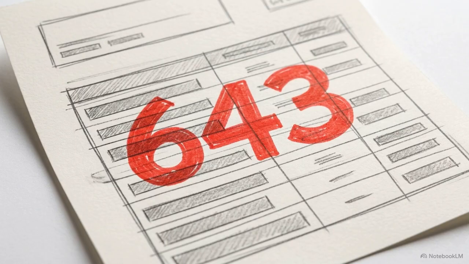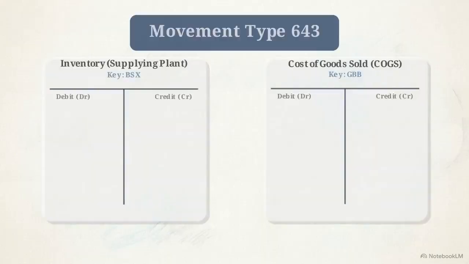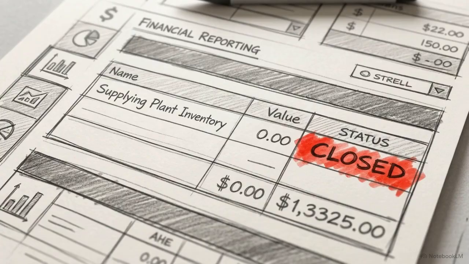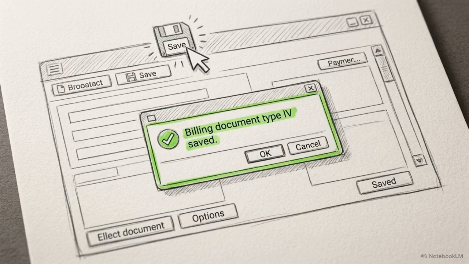For this two-step process, the system uses movement type 643. Movement 643 credits the supplying plant's inventory and debits the cost of goods sold account. This marks the point where the stock exits the sending company's financial books. The supplying plant must now execute an order-to-cash step. Open transaction VF01 and generate a billing document of type IV against the delivery.